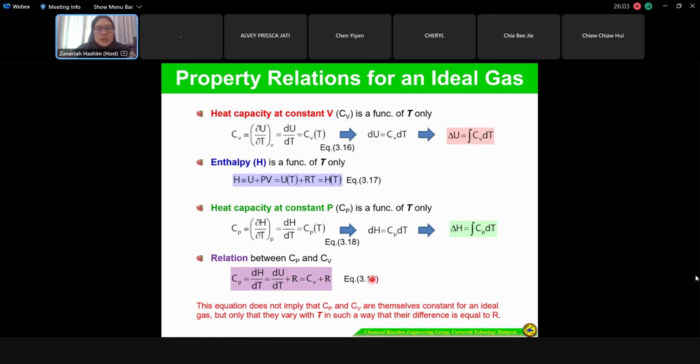As a summary, again, for an ideal gas, the internal energy is a function of T only. Enthalpy is also a function of T only. As a result, the heat capacities CV and CP are also functions of T only. This means that even if you change the pressure, the values of U, H, CP and CV do not change at the same temperature.